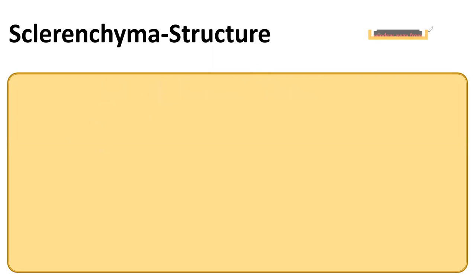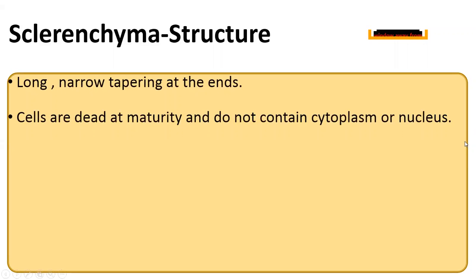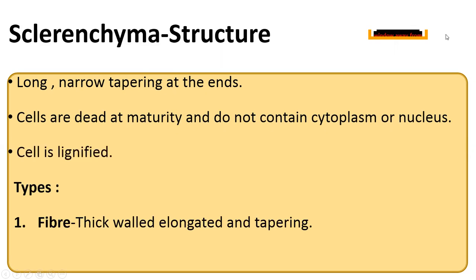Okay, now the general characters, we'll see them. So these are narrow, tapering at both the ends. The cells get elongated, they become narrow, tapering at both ends. I'll show you a picture as well. So this is how they look, tapering at both ends. Okay, and they have thickening of lignin within. Cells are dead at maturity and do not contain cytoplasm or nucleus. It's because they don't communicate with the neighboring cells and the cell walls are completely lignified.